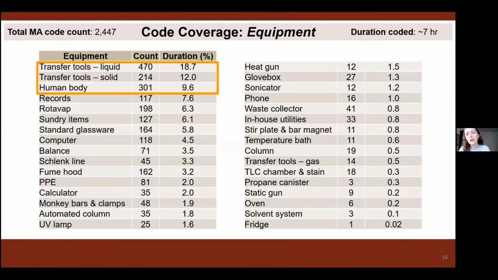If we sort them according to how often they use them and the percentage of time when they were doing meaningful actions, what we see is that 40% of the time, they are just transferring mass. They're moving chemical A to chemical B. That was a bit surprising to me that much of their time is taken up by them using just spatulas and syringes.